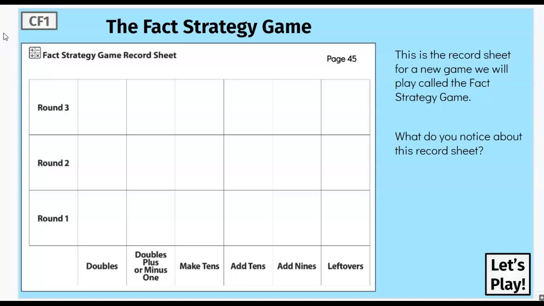Now, you may have noticed a few different things. You may have noticed that over on this side, it says round 1, round 2, and round 3. These are the different rounds we'll be playing in our game. You may also have noticed the different columns in this very bottom row. They say doubles, doubles plus or minus 1, make 10, add 10s, add 9s, and leftovers. Show a connection if these seem pretty familiar to you.